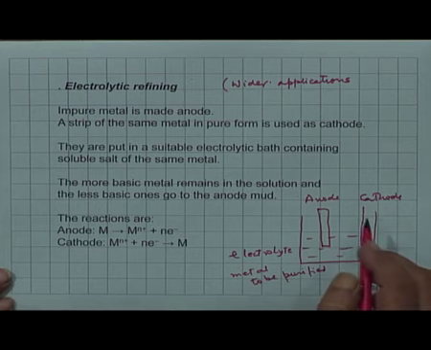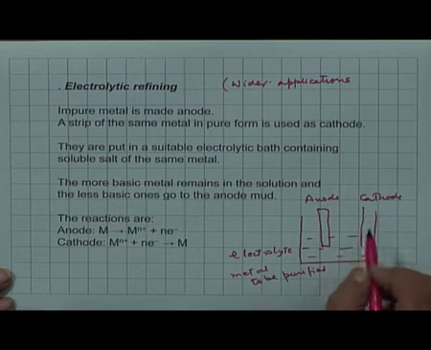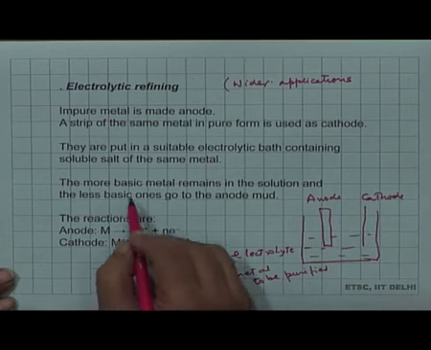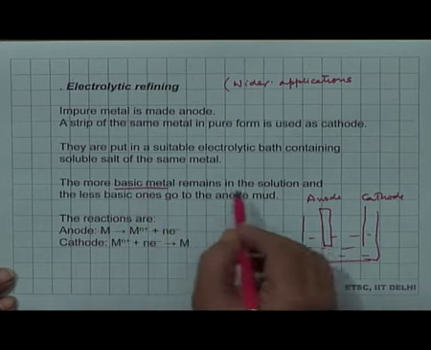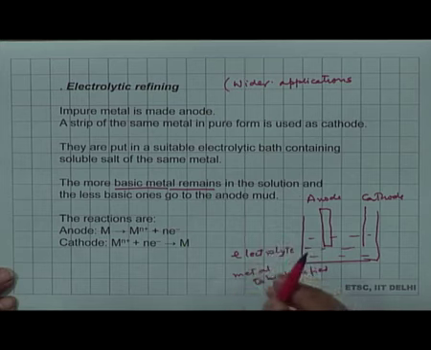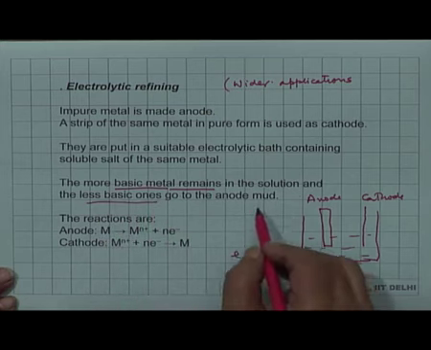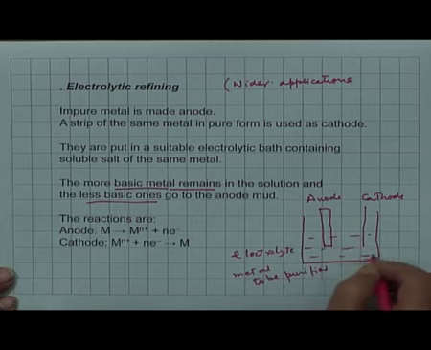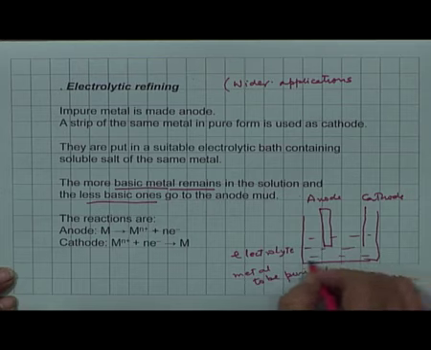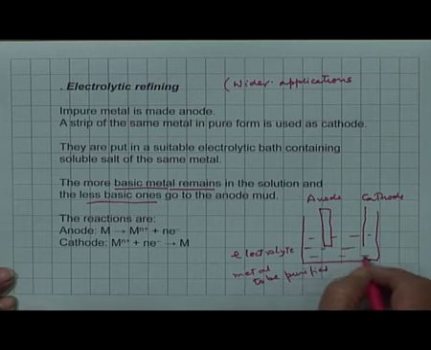Now, what will happen to those which are not deposited on the cathode? They can be divided into two categories. The more basic metals remain in the solution and the less basic metals basically make anode mud. They are reduced, the less basic ones, and they are just deposited on the bottom of this cell, and this deposit is called anode mud.